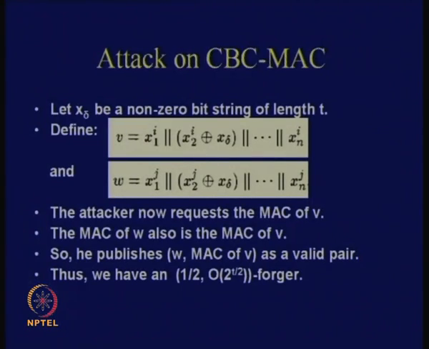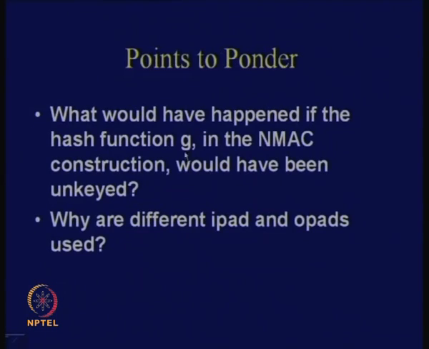So, now we know the corresponding MAC values and we know the corresponding valid pair values. Okay. I will give you certain points to think on. For example, what would have happened if the hash function g in the NMAC construction had been unkeyed? In the NMAC construction we have assumed that both the hash functions are keyed. Assume that the g function was an unkeyed hash function. What would have happened to the security of the construction? You can think on this, and also on why different IPAD and OPAD values are used. Can I keep IPAD and OPAD the same? Just think on this.